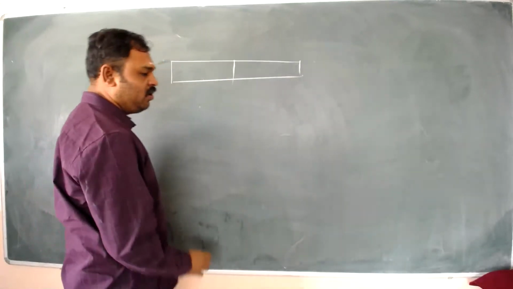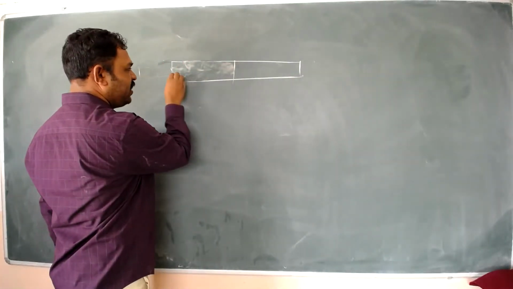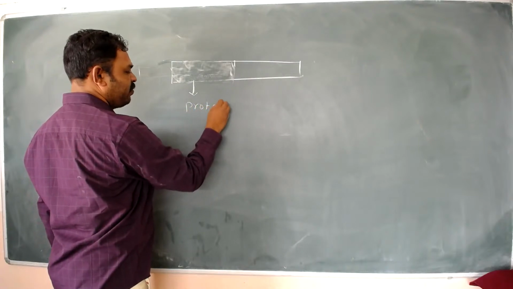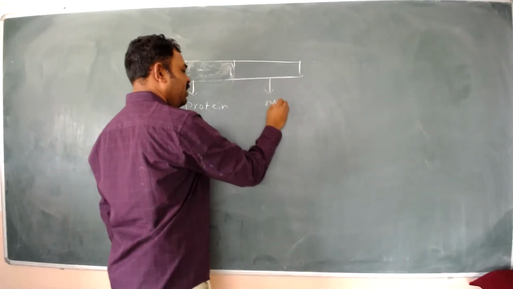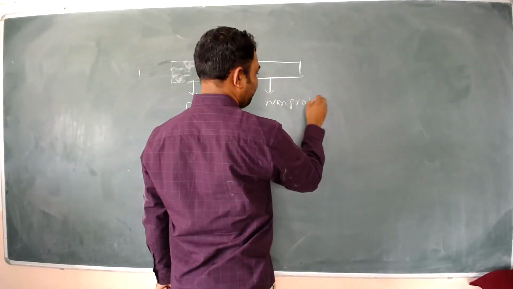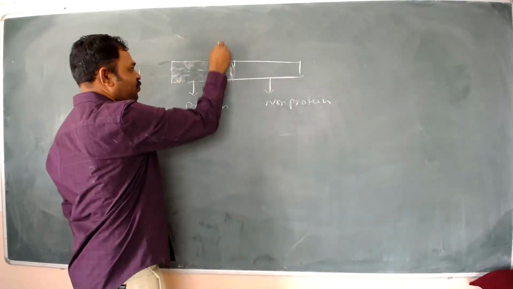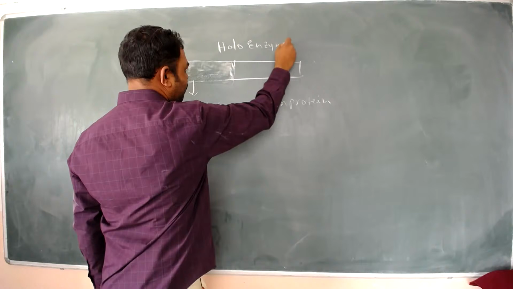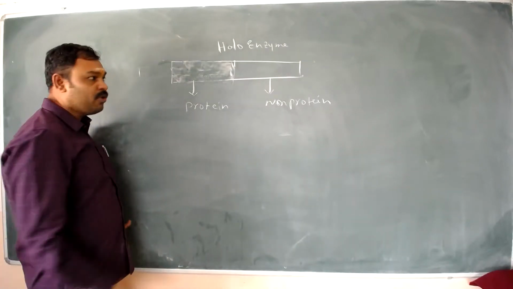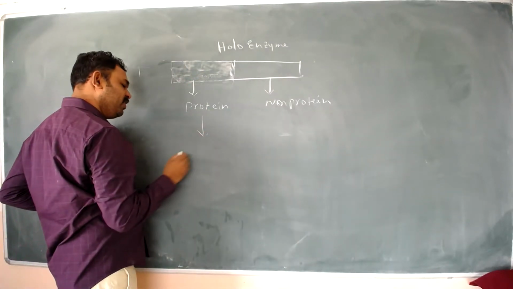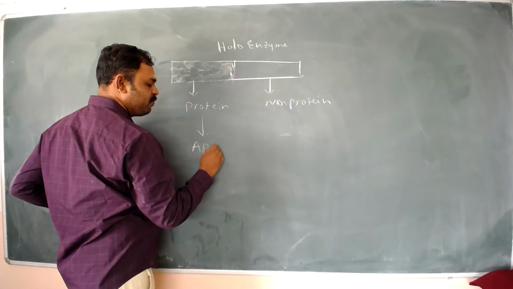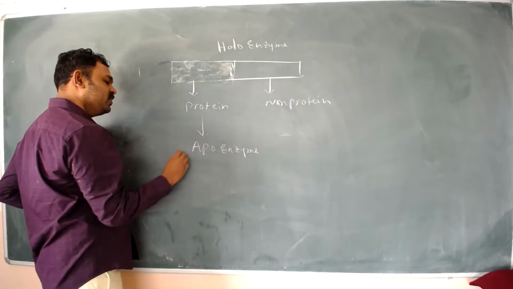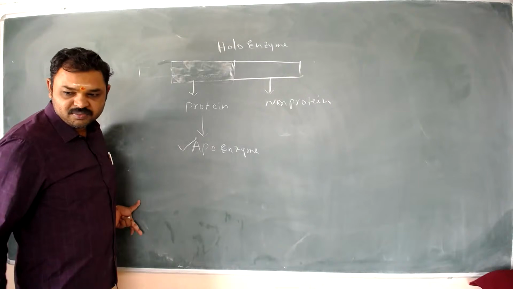Here, this is the holo enzyme. What would be there? A protein part, and a non-protein part. Holo enzyme consists of two parts. How is the protein part of a holo enzyme called? Apoenzyme. The protein part of a holo enzyme is called the apoenzyme.